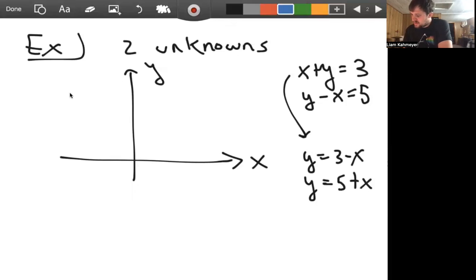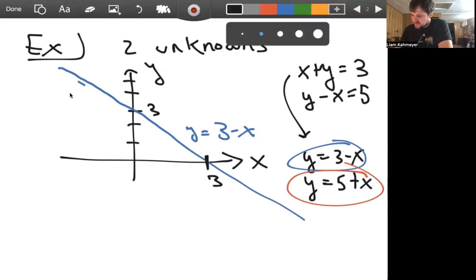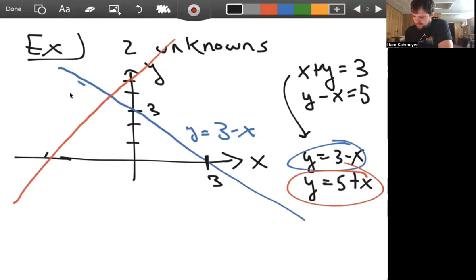So if we were to graph the first one, let's say in blue, then we have an intercept of 3 and slope -1. This won't be perfect here, but you can kind of get an idea. This would be our y equals 3 minus x. Then let's say in red, we graph 5 plus x. Then we have the intercept of 5 up here, and then it has slope 1. Something like this, and out here would be x equals -5.